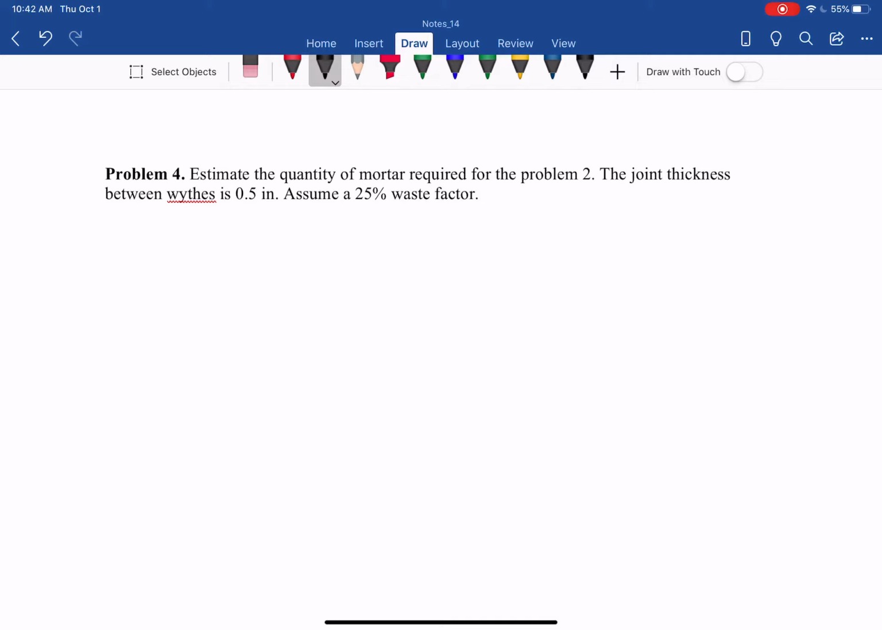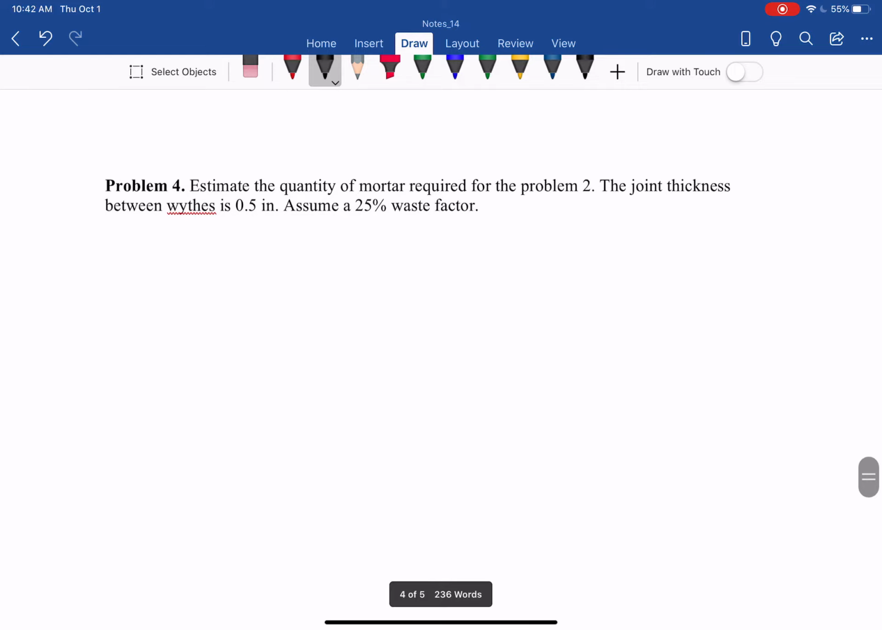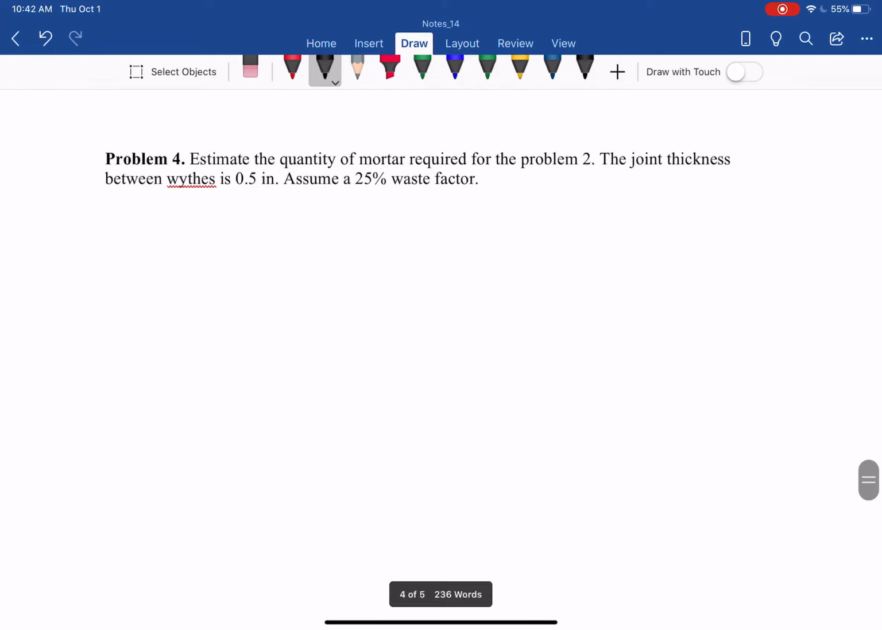Estimate the quantity of mortar required for problem 2, the problem we did before. This should be problem 3. The joint between the widths is 0.5, and assume a 25% waste factor. First we need to find the volume of mortar per brick, using that previous equation. So volume per brick, and we already have that equation previously.